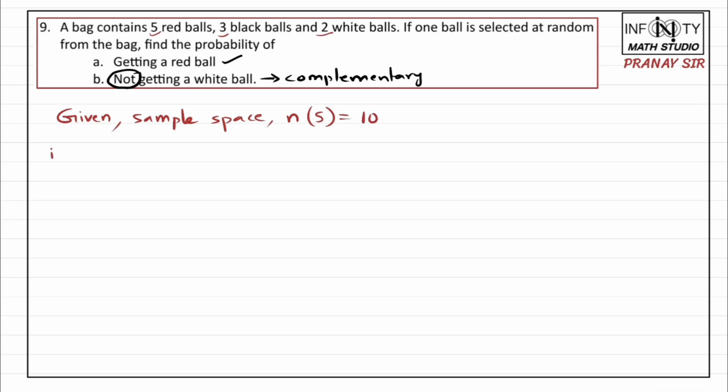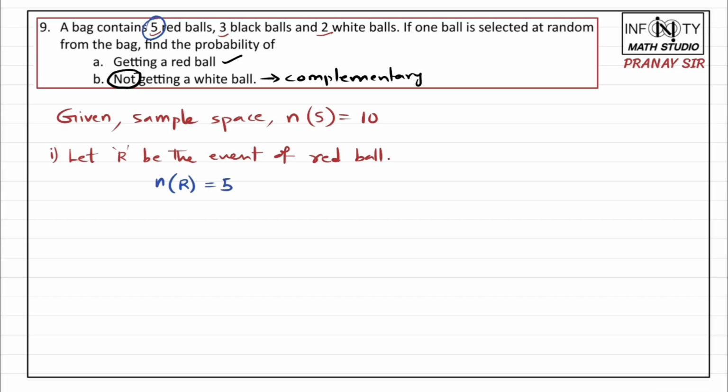Next, let me initialize the event. Let R be the event of a red ball, so selecting a red ball. For that, the favorable chances we denote as n(R). How many red balls are there? 5 red balls.